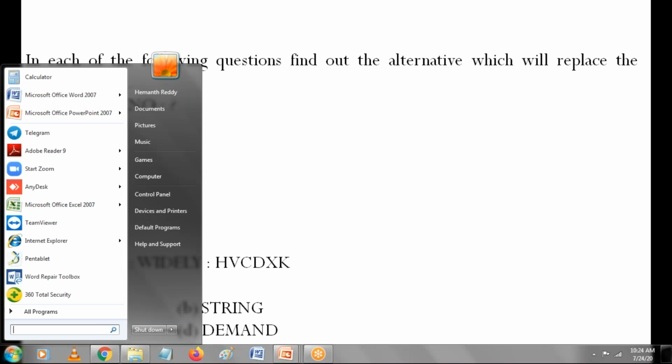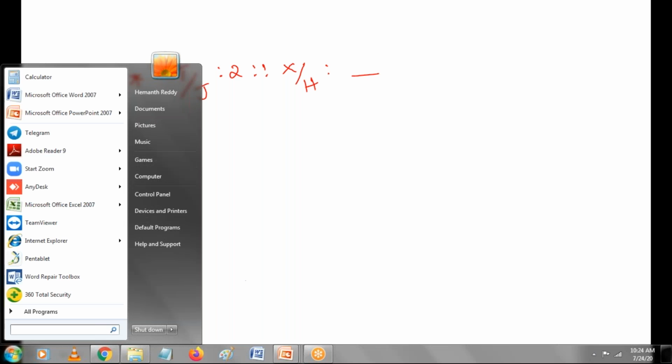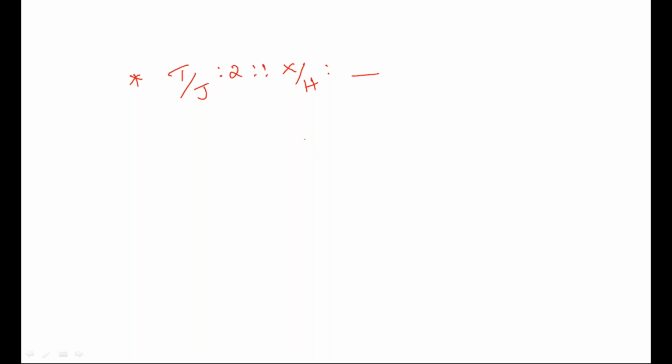Now see this, still a lot of things to go ahead. Now let me discuss one more question. Suppose, friends, if T by J is 2, I want to know what X by H is. T by J is 2, what is X by H? If T by J is 2, what is X by H value?